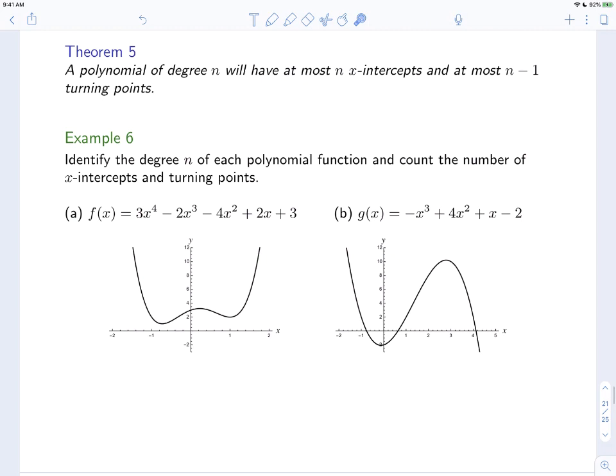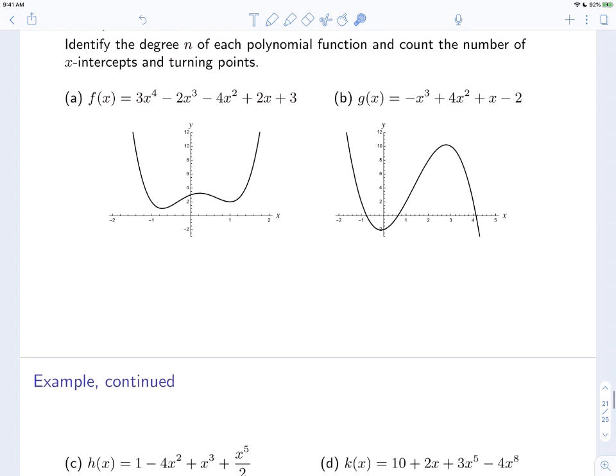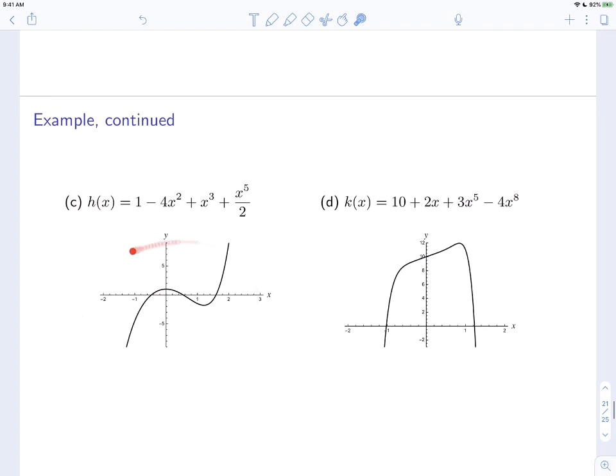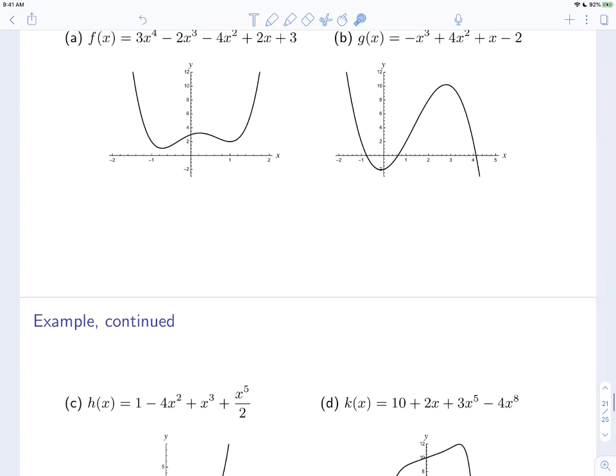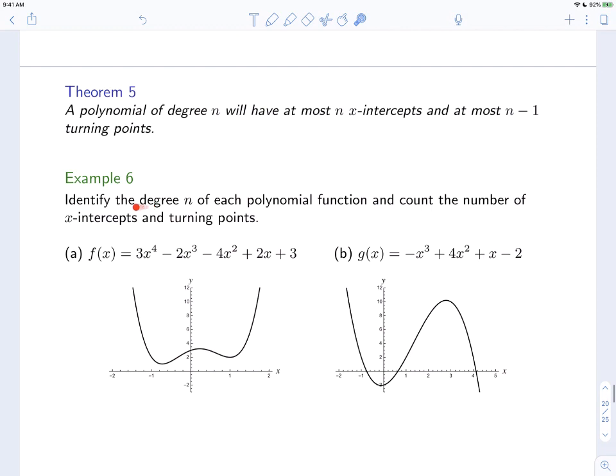Here's a theorem. A polynomial of degree n will have at most n x-intercepts and at most n-1 turning points. So let's look at an example. These are the same functions that we looked at before. Identify the degree n of each polynomial. We already mentioned that, but then we want to count the number of x-intercepts and the number of turning points.